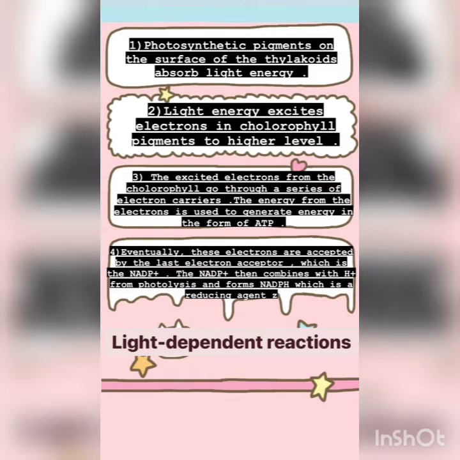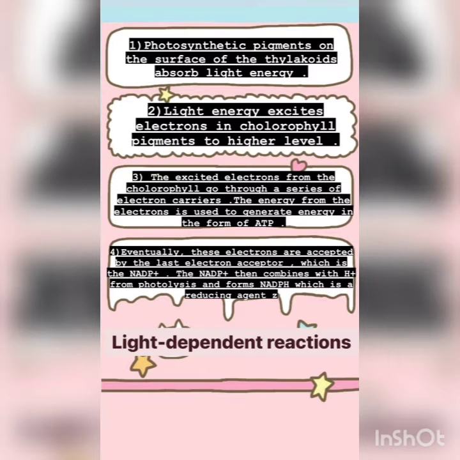Light-dependent reactions. First, photosynthetic pigments on the surface of the thylakoids absorb light energy. Light energy excites electrons in chlorophyll pigments to a higher level. The excited electrons from the chlorophyll go through a series of electron carriers. The energy from the electrons is used to generate energy in the form of ATP. Eventually, these electrons are accepted by the last electron acceptor, which is the NADP+.